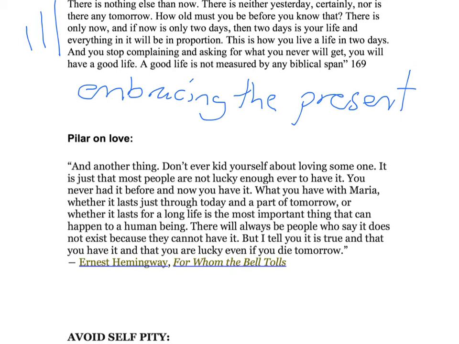And so, here's Hemingway being explicit about the code principle, that the most important thing that can happen to a human being is to be in love and to love intensely and have that love returned. And clearly we see that in Robert Jordan and Maria's relationship.